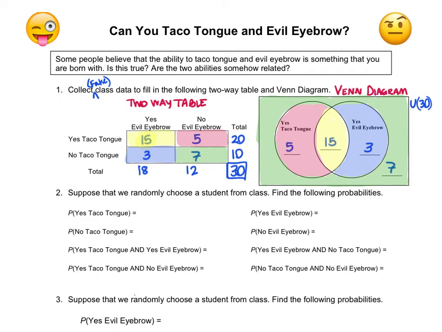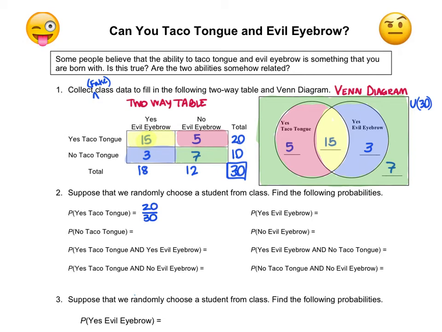Okay, let's take a look at number 2. Suppose that we randomly choose a student from class. Find the following probabilities. The fact that we're choosing randomly from the class means that our denominator is going to be 30, because that's the total number of students in the class. How many can do taco tongue? We go to the taco tongue row in our table, and we see that we have 20 students who can do the taco tongue.